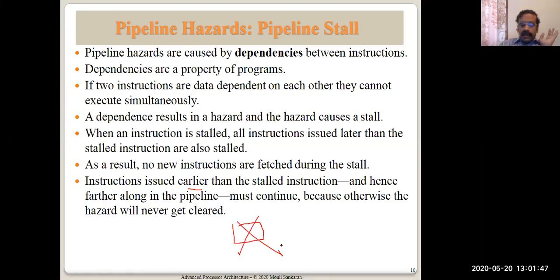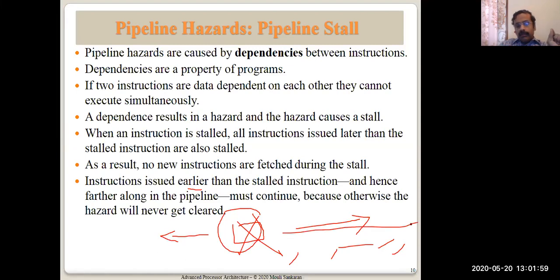Suppose a stall has come here, but nothing prevents the instructions passing through each stage from completing. Don't think that if one stage is stalled, only the ones behind it will be stalled and not the front ones. They can proceed. Let me give an example.